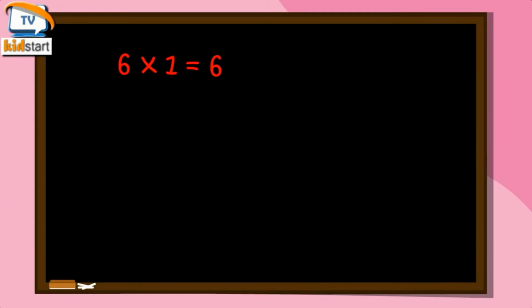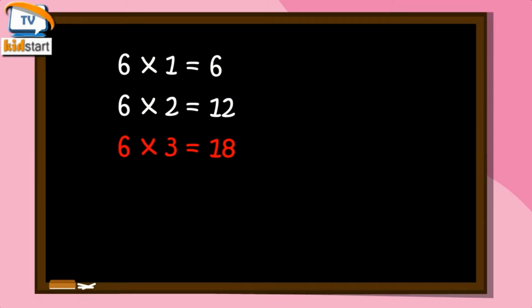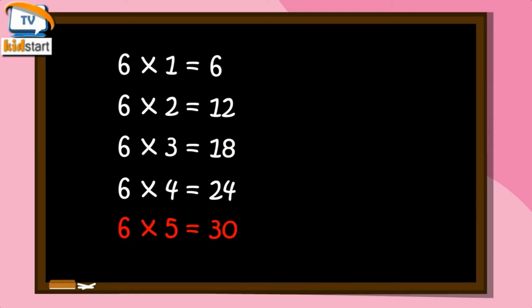Six ones are six. Six twos are 12. Six threes are 18. Six fours are 24. Six fives are 30.